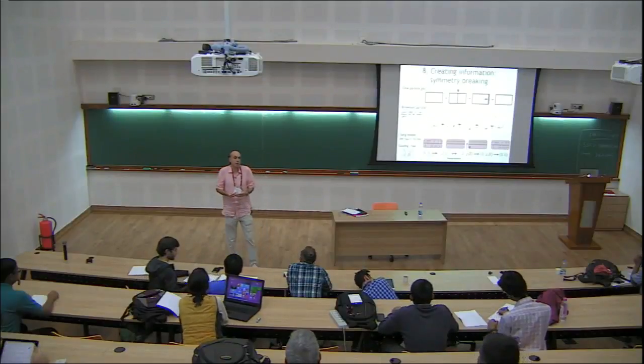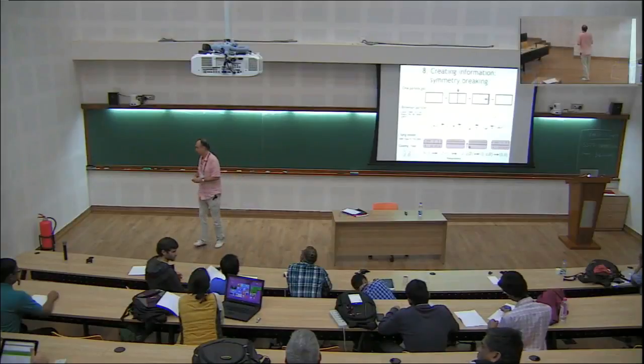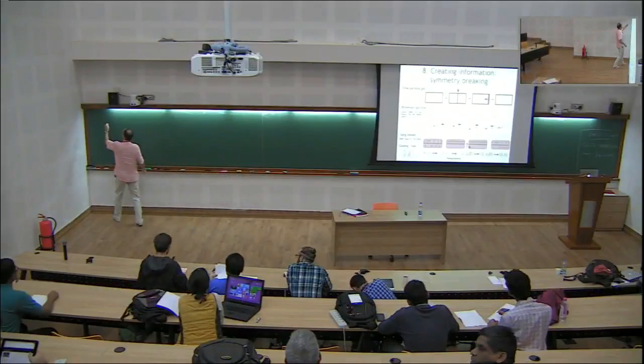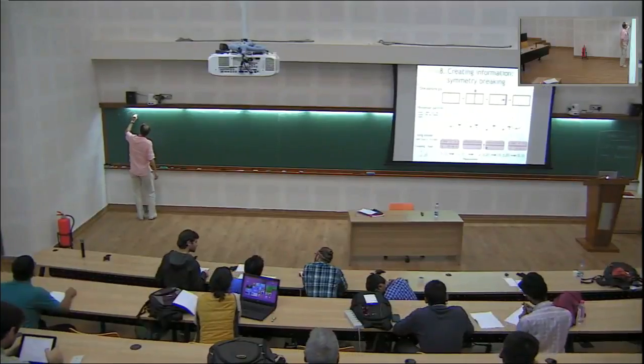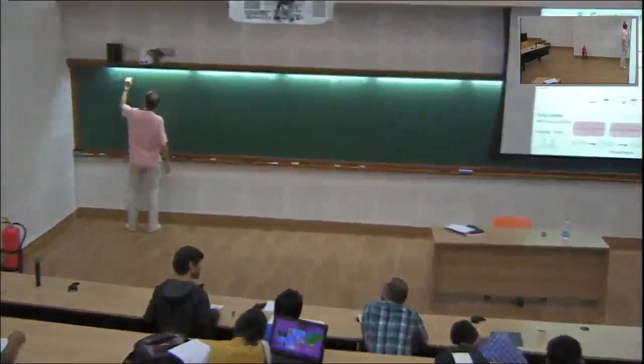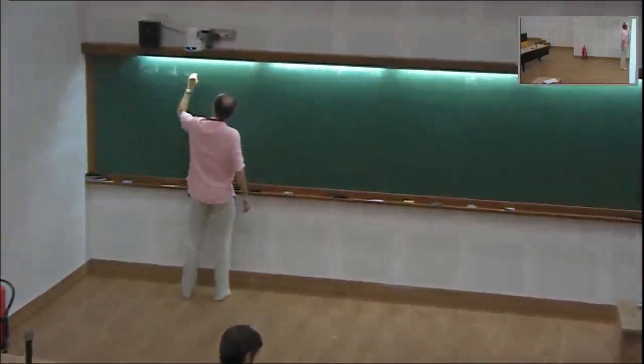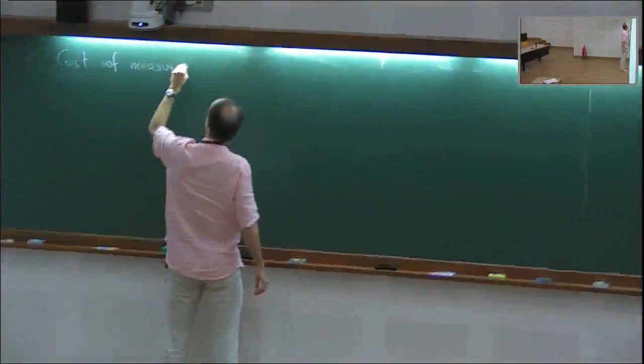So we have to take into account the physical nature of the demon, and this is my seventh section, the cost of measurement and erasure.